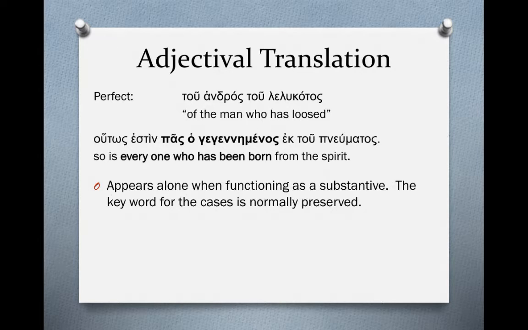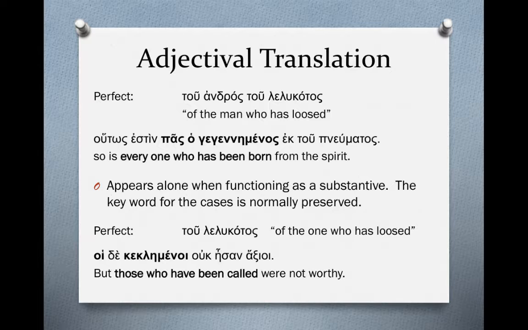Now when it's functioning substantively, it will appear alone. And when it does this, the key word for the cases is normally preserved. In other words, if it appears as a genitive, generally we keep the key word of. Or if it's dative, generally we'll keep the key word to, or for, or with. So if it was appearing all by itself as tu lelukotos, we might translate it, of the one who has loosed.